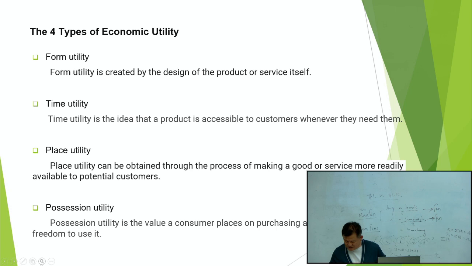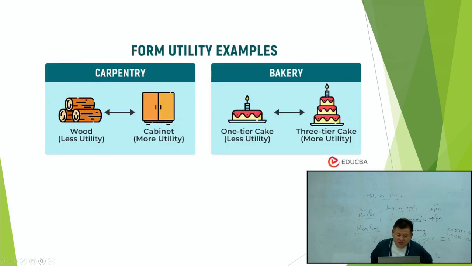First, form utility. Form utility is created by the design of the product or service itself. Let me show you the pictures. This is a form utility example: carpenters make furniture from wood. Wood has very little utility, but when the carpenters make furniture or a cabinet, it has more utility. This is form utility.